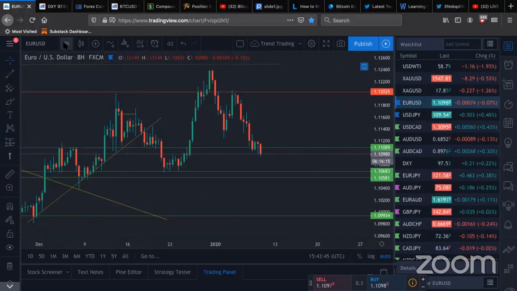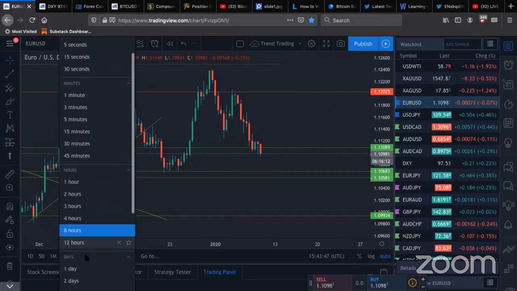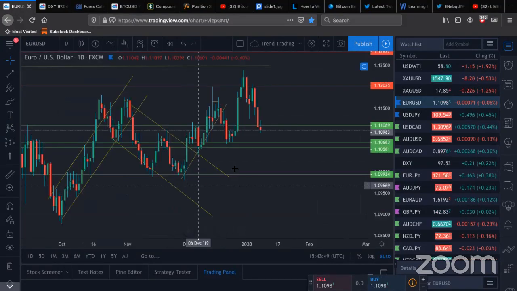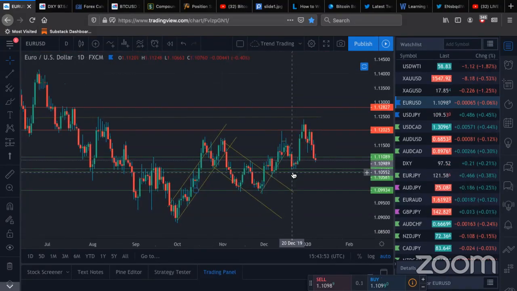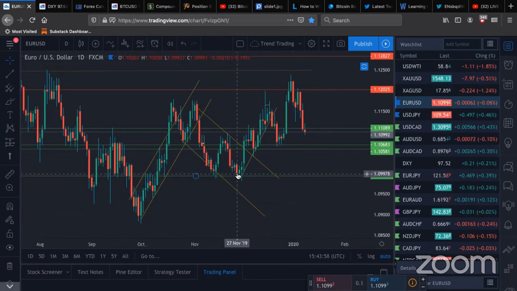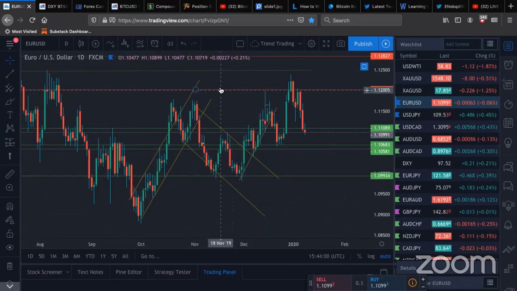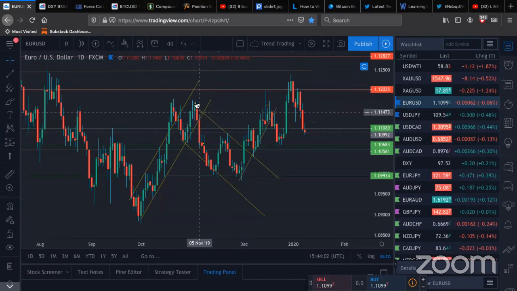I don't ever open positions on the daily, but what I use the daily for is taking a step back, getting a look at what's going on. Always taking a step back will give you better perspective, and then I draw in my support levels and my resistance levels using the daily time frame as well as trend lines.